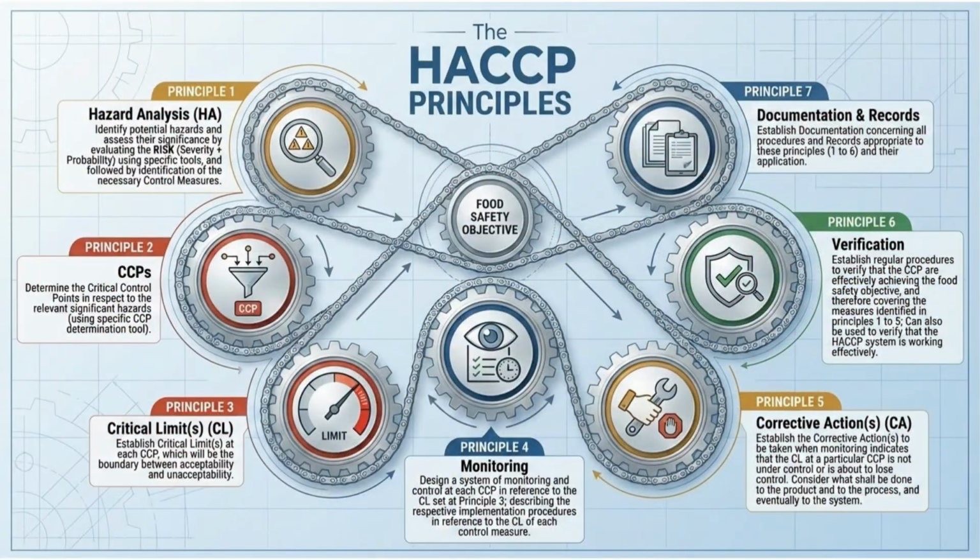The HACCP principles form a critical framework for food safety. The system is designed to achieve the food safety objective through 7 key principles, from hazard analysis to documentation.